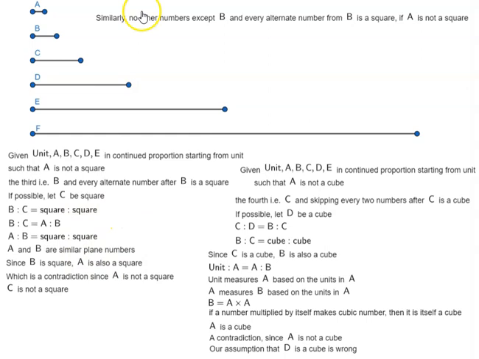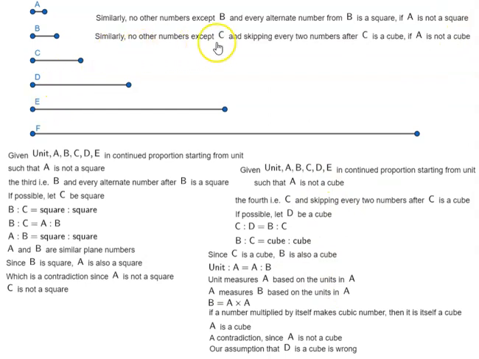With respect to squares, no numbers except B and every alternate number from B is a square if A is not a square. And with respect to cubes, similarly, no other numbers except C and skipping every two numbers after C is a cube if A is not a cube. So that is proposition number 10 of book 9 of Euclid's Elements.